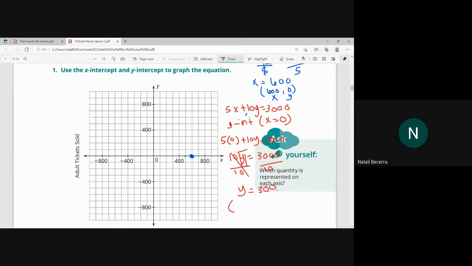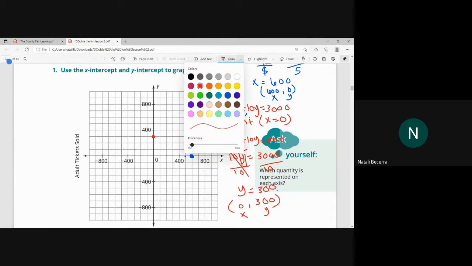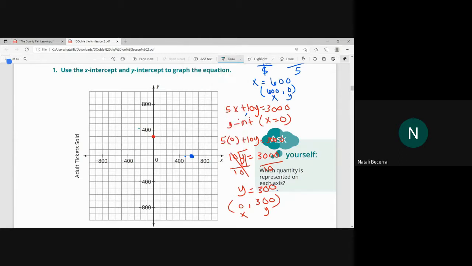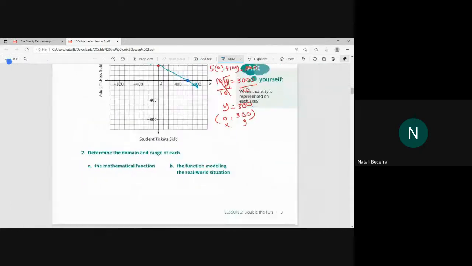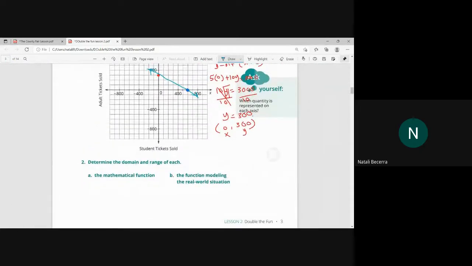So then this is going to be 0 comma 300 because x was 0, and then this is our y. And that's going to be right here. So then you just go ahead and connect the two points, and that's your equation. Let me zoom out a little bit for this.